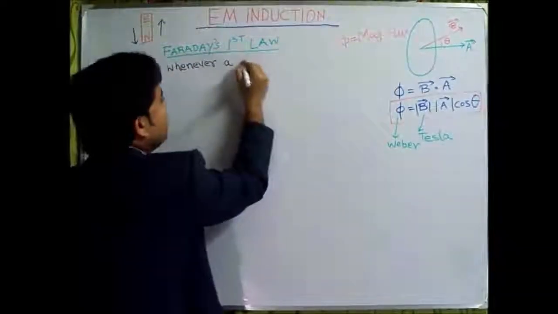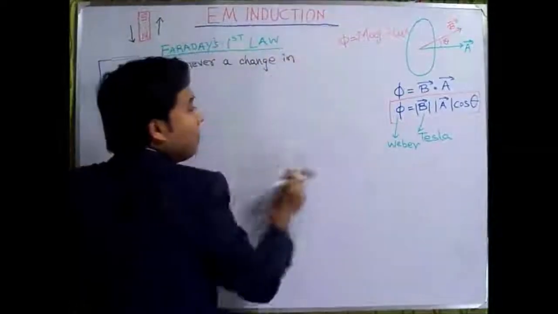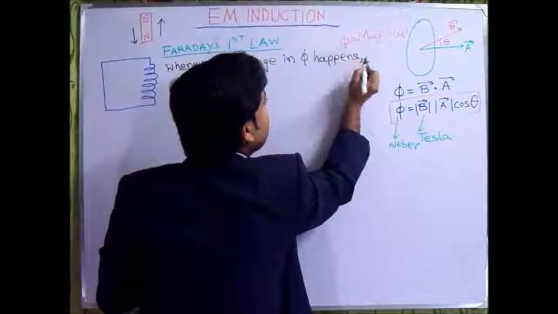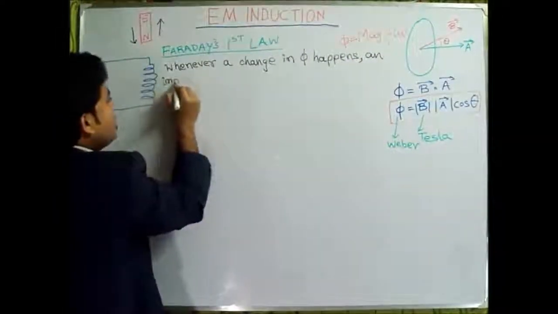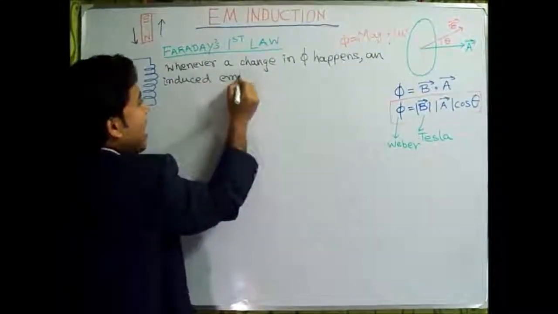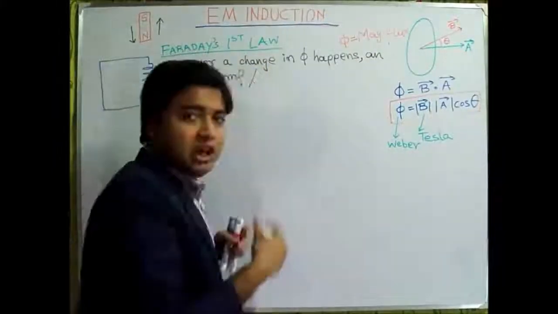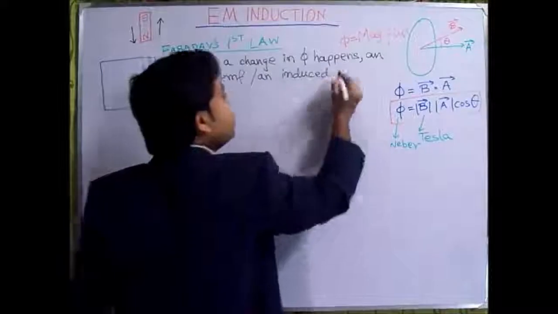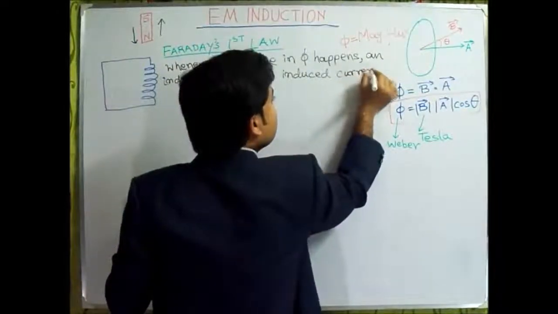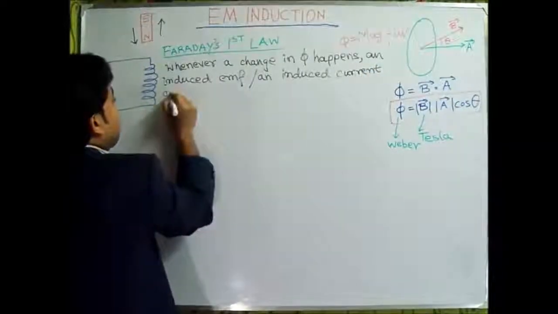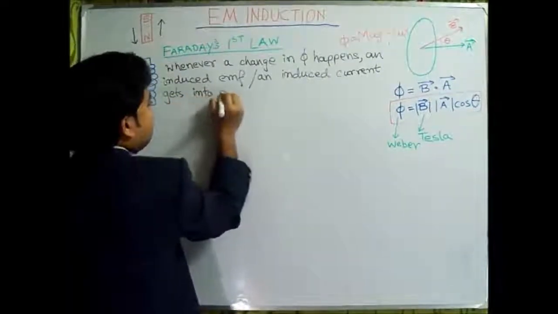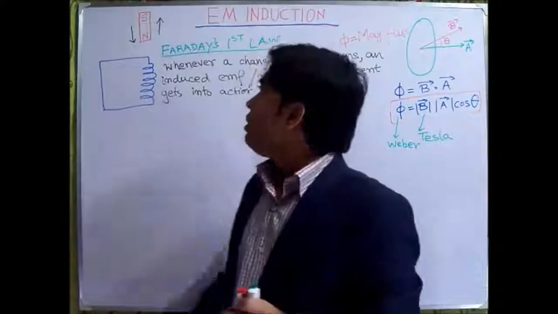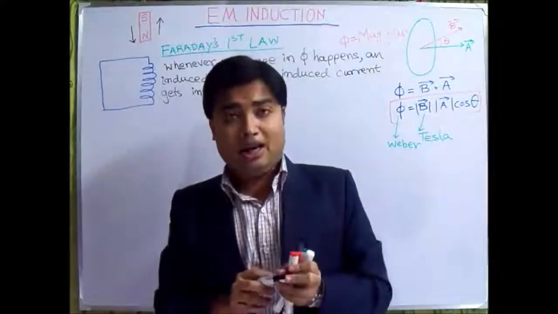So it says that whenever a change in magnetic flux, or phi, happens, an induced EMF and consequently an induced current gets into action, but this will be only until the time up to which this change of magnetic flux is happening.